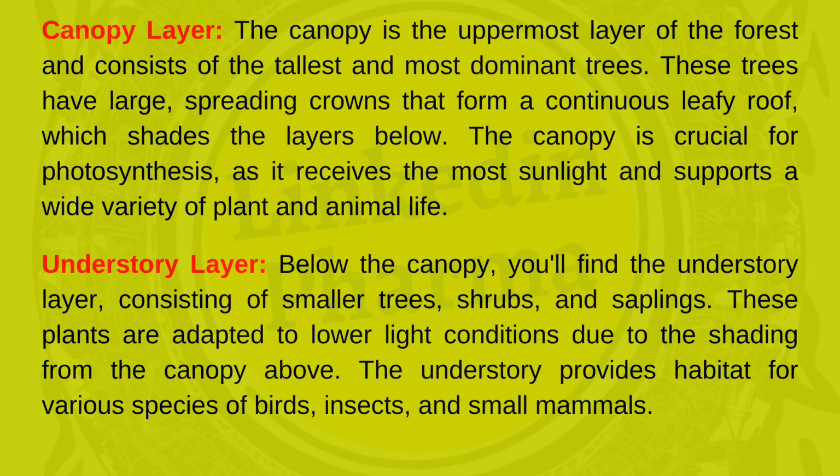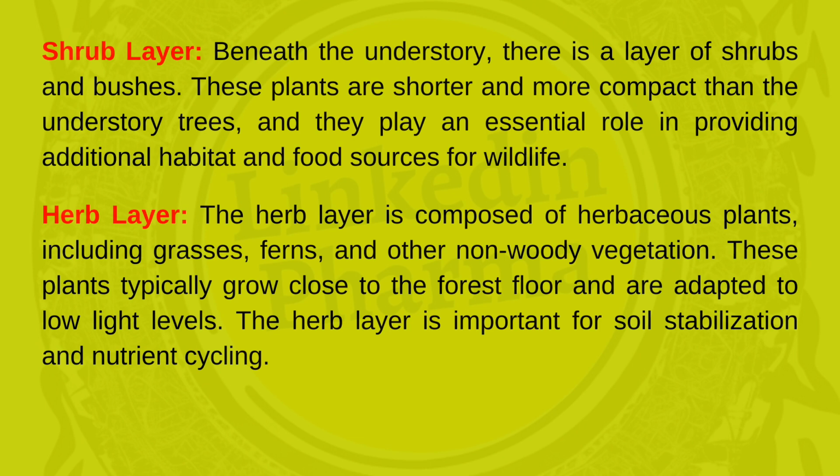Understory layer. Below the canopy, you'll find the understory layer, consisting of smaller trees, shrubs, and saplings. These plants are adapted to lower light conditions due to the shading from the canopy above. The understory provides habitat for various species of birds, insects, and small mammals. Shrub layer. Beneath the understory, there is a layer of shrubs and bushes. These plants are shorter and more compact than the understory trees, and they play an essential role in providing additional habitat and food sources for wildlife.